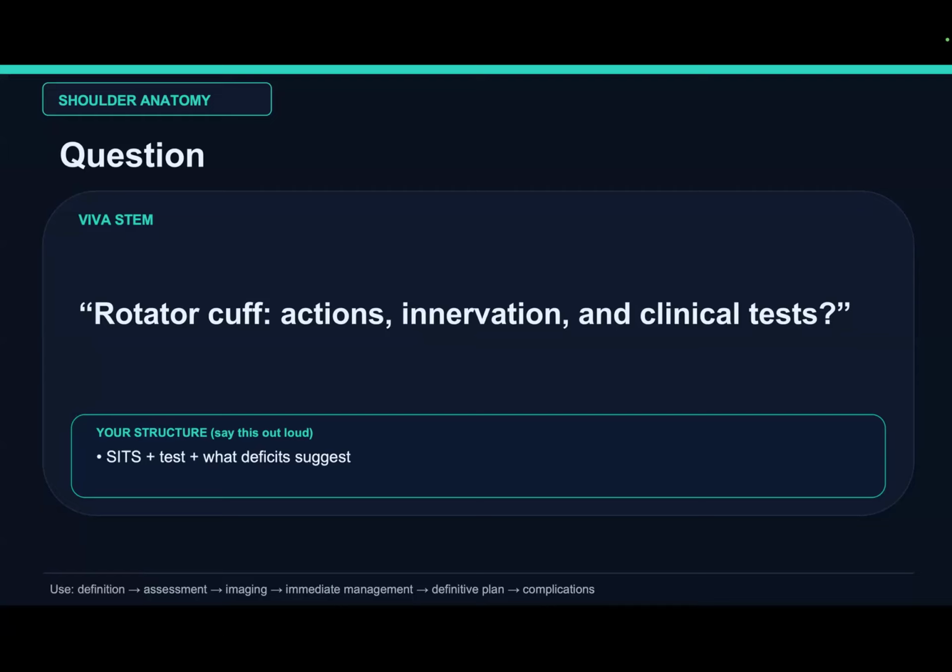So the rotator cuff muscles are supraspinatus, infraspinatus, teres minor, and subscapularis. Supraspinatus originates from the supraspinous fossa of the scapula and inserts on the superior facet of the greater tuberosity. It is innervated by the suprascapular nerve, and its action is abduction from 0 to 15 degrees.